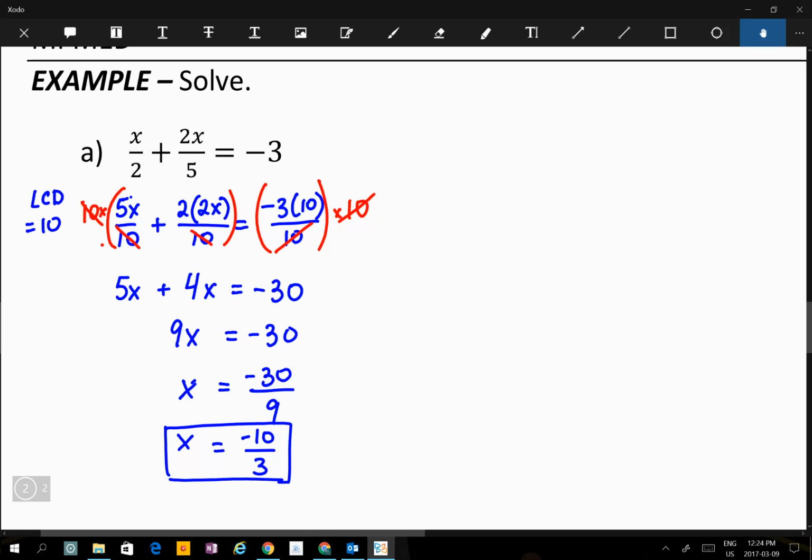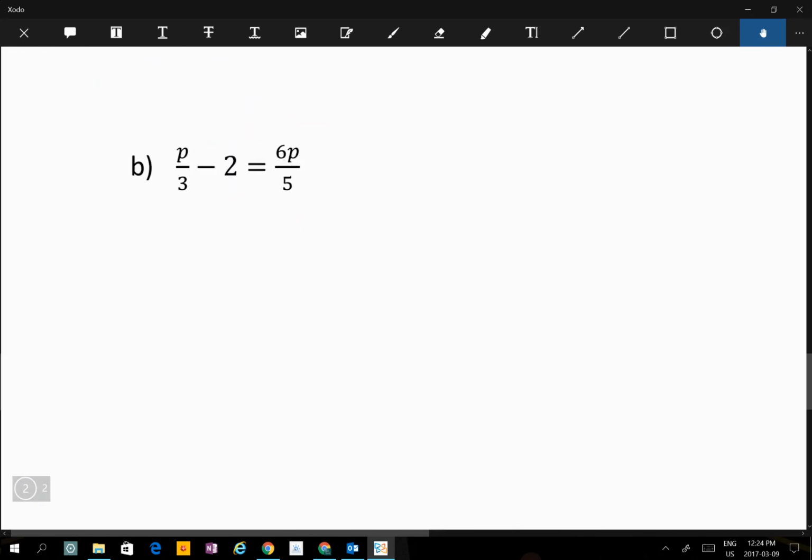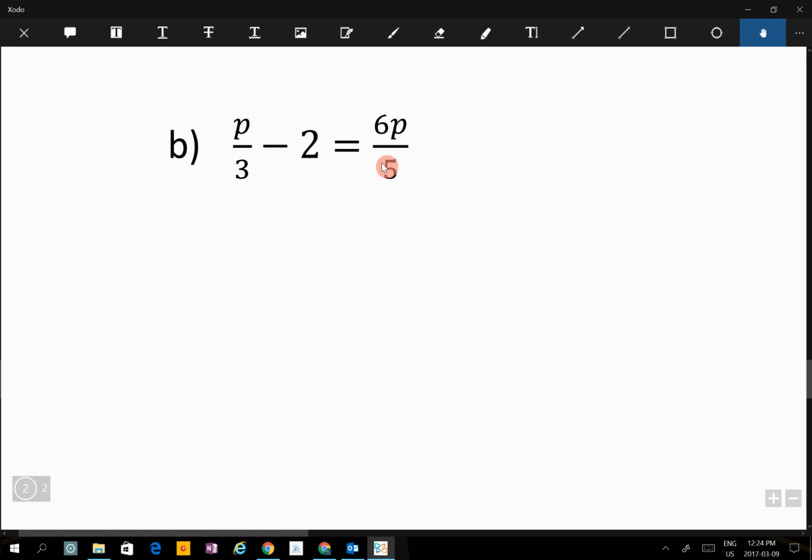Okay, next example. Let's go down to b. So p over 3 minus 2 equals 6p over 5. Here I have denominators of 3 and 5. They are different, so I want to find a common denominator. I'm going to multiply 3 times 5 to get 15. So my lowest common denominator equals 15.